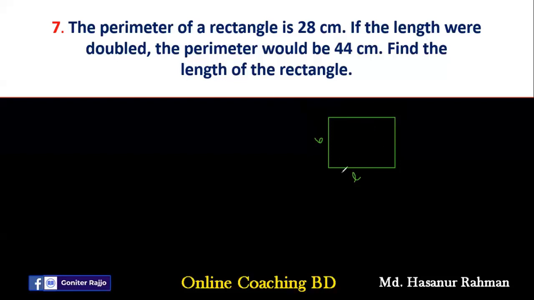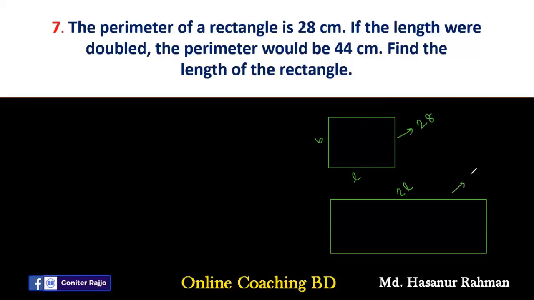And if the length were doubled, that means we have to multiply this length by 2. Then what will it look like? It will look like this. Suppose the previous rectangle's length was L. Now it is 2L. That means doubled. And now the new perimeter is 44. The previous perimeter was 28 and the new perimeter is 44. Now we have to find the length of the rectangle, that means the value of L.